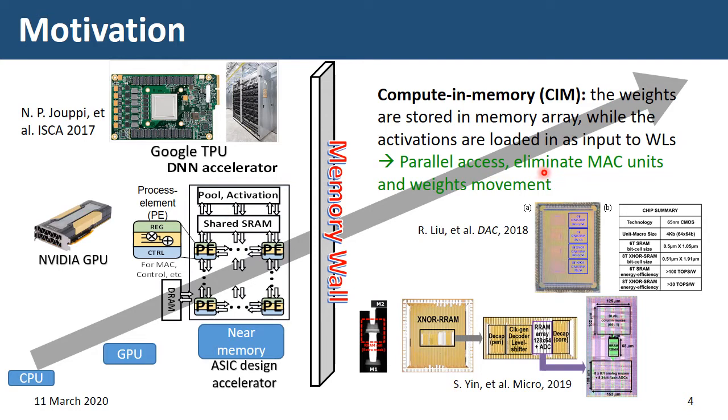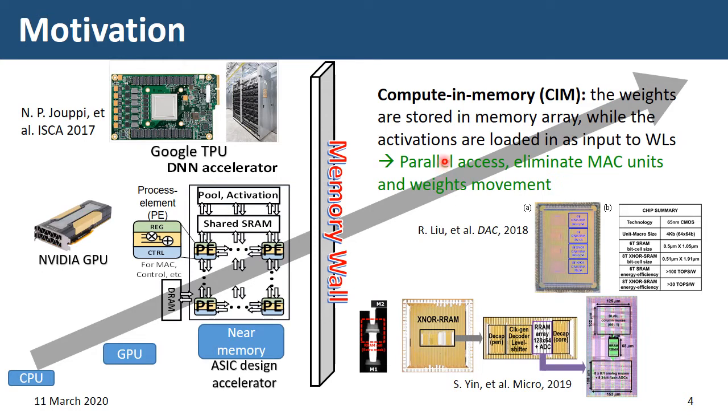So we can eliminate the digital MAC units in this design, and then we use analog-to-digital converters, the ADCs, at the edge of the array to convert the data back from the analog domain to the digital domain. In this approach, we can reduce the data movement, especially the weight movement, because we only load in the input and then buffer out the output.